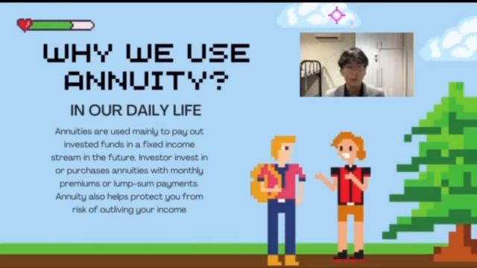Why do we use annuity in our daily life? Annuities are used mainly to pay out invested funds in a fixed income stream in the future. Investors invest in or purchase annuity with monthly premiums or lump sum payments. Annuity also helps protect you from the risk of outliving your income.